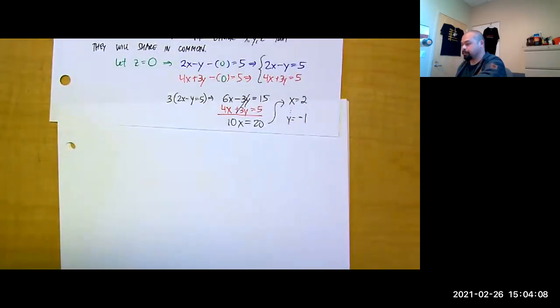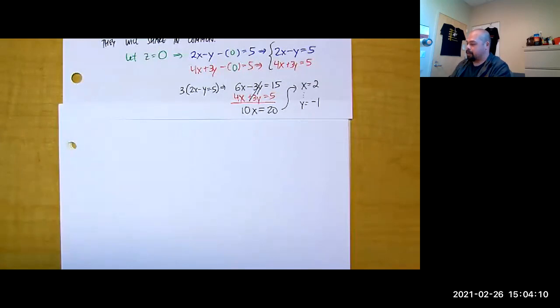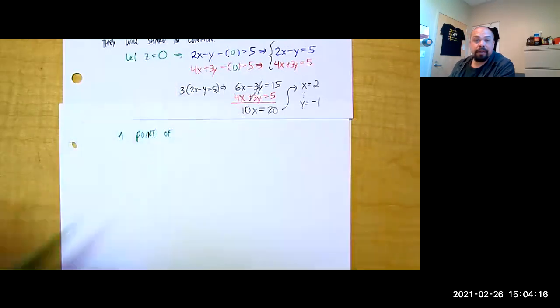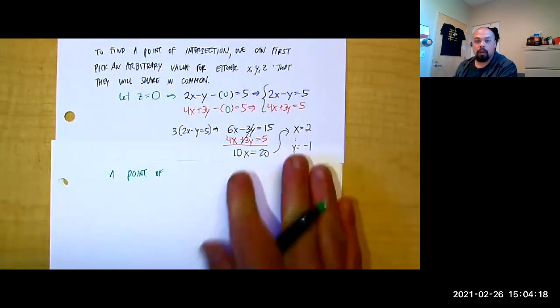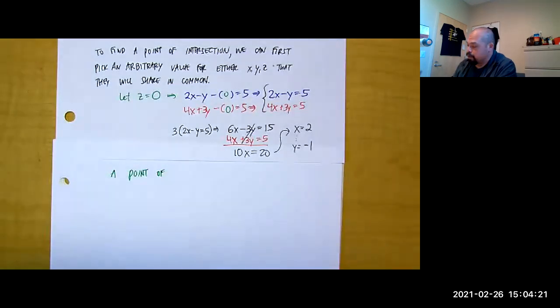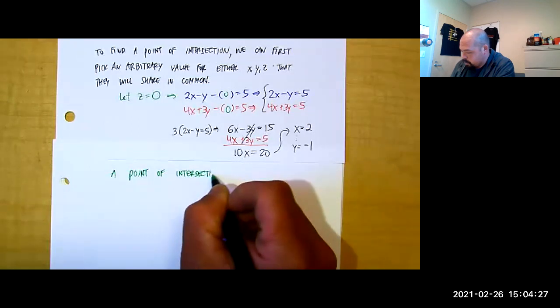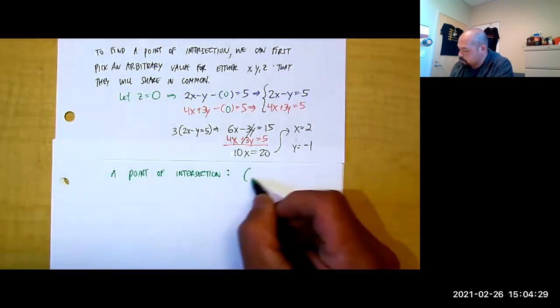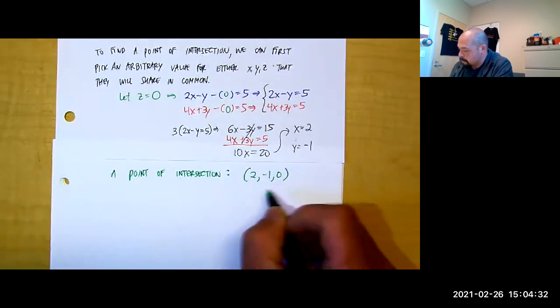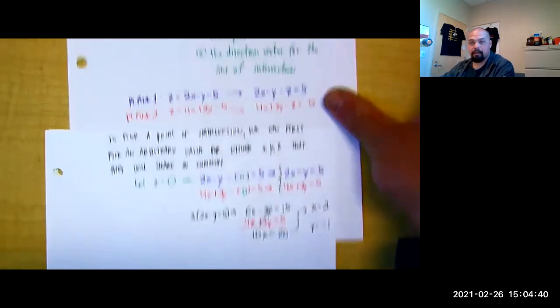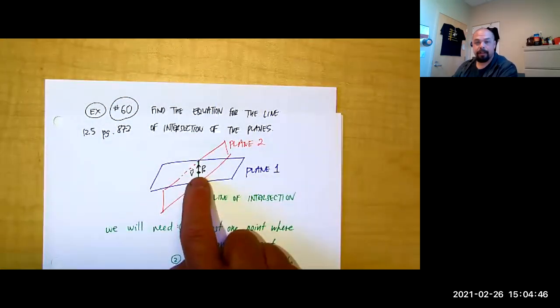So with that process, depending on which value you choose to keep fixed, whether you choose z equals 1 or even x equals 0, whatever you want to do, a point of intersection that we can use is 2, -1, 0. That's our p sub 0, our initial point. Let me slide this down real quick. I know I'm jumping around a little bit in my paper. But we've just found a point of intersection.